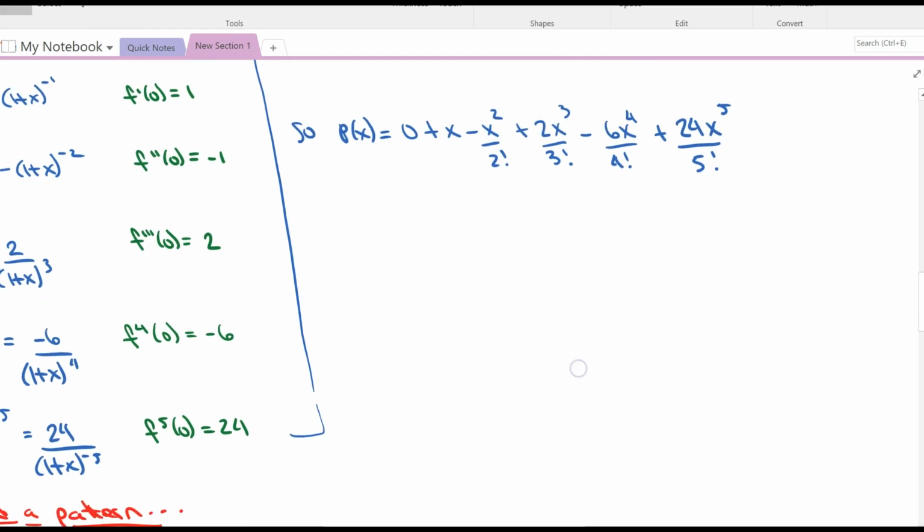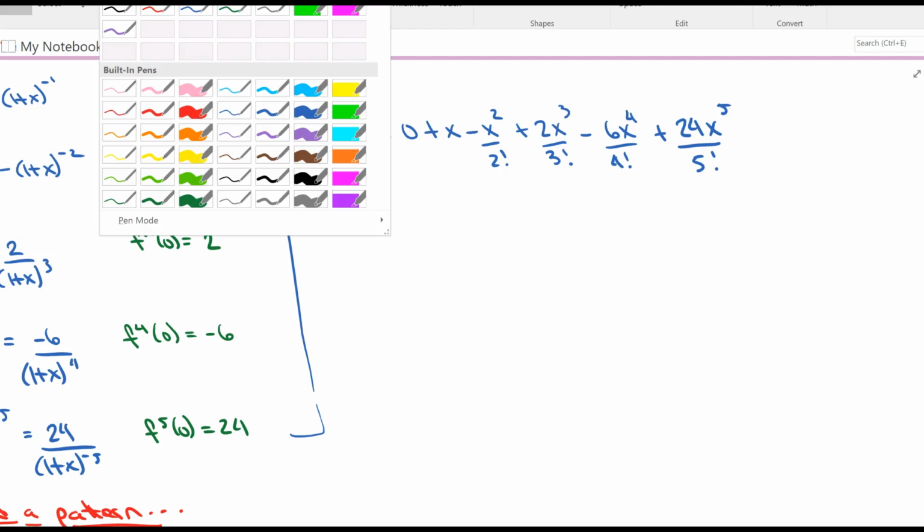Okay? All right. Now, Walter, you asked about a pattern. What if there's no pattern? Right? So the first thing I'm going to do is go now to part B, where it says find the Maclaurin series.